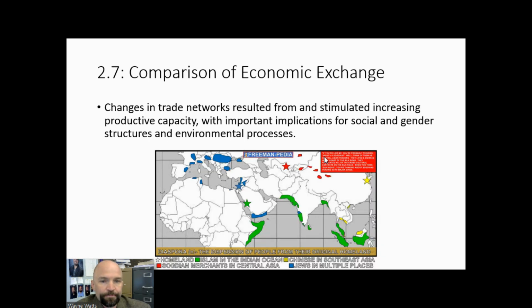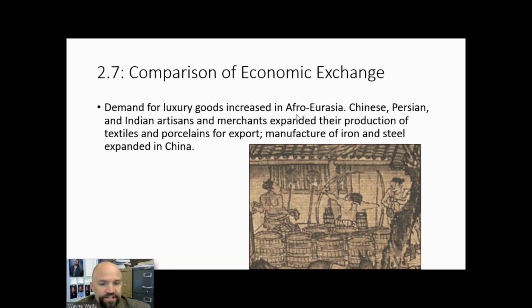Changes in trade networks resulted from and stimulated increasing productive capacity with important implications for social and gender structures and environmental processes. Demand for luxury goods increased in Afro-Eurasia. Chinese, Persian, and Indian artisans and merchants expanded their production of textiles and porcelains for export, and manufacture of iron and steel expanded in China.